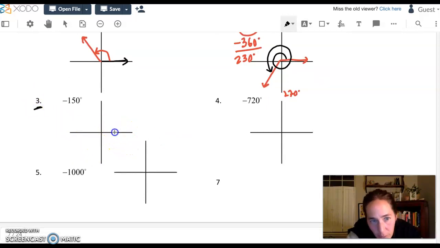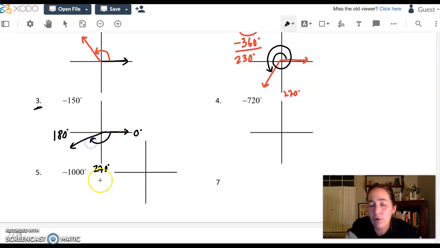Well, you still start on the positive x-axis. So our initial side's still at 0 degrees. Then think about going negatively. You're not quite to a negative 180, but you're pretty far past the negative 90, right? You'll go past 270. So give me something that's not quite to 180 this way, and we'll draw our arrow of rotation clockwise instead of counterclockwise.